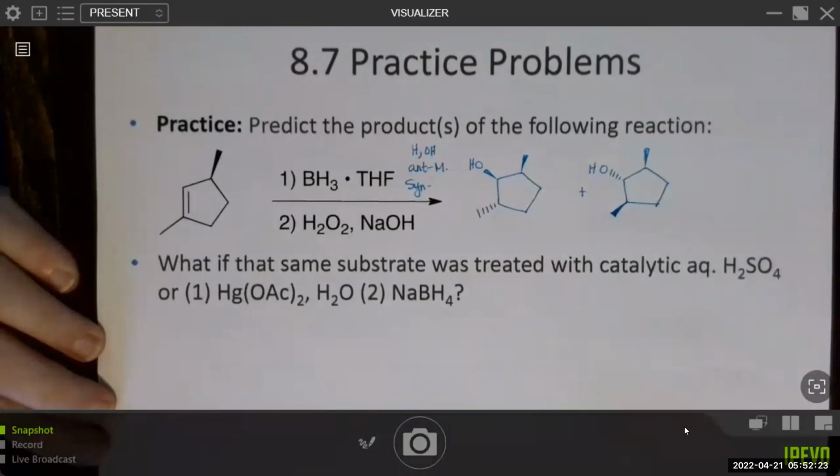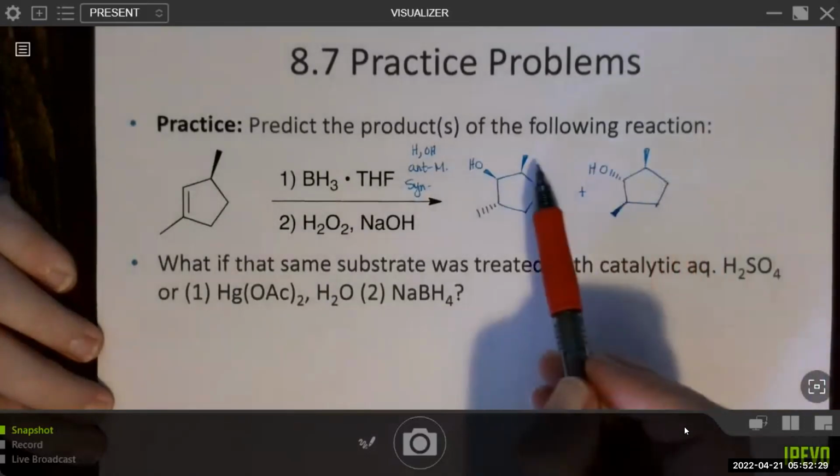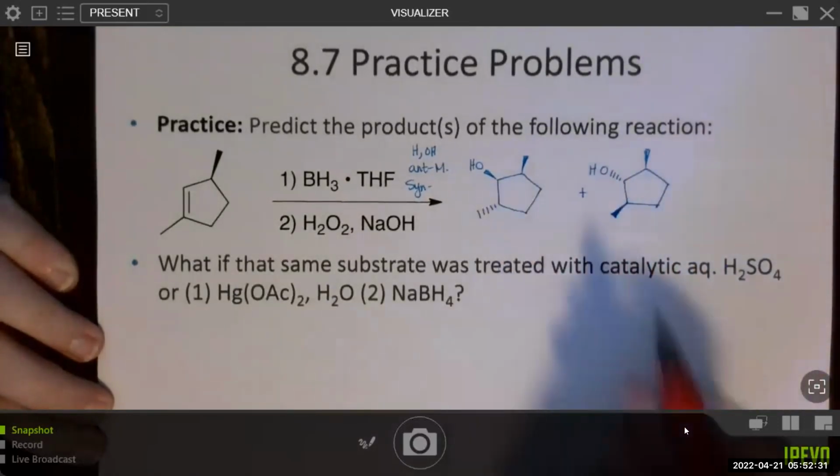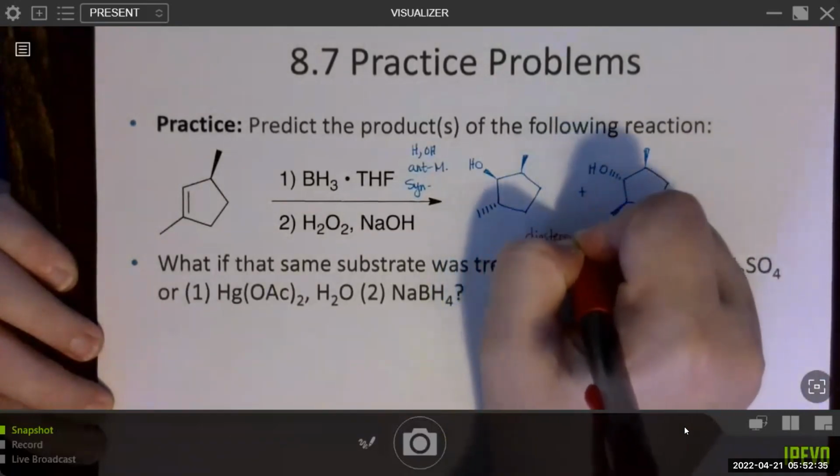And what is the relationship between these products? Right? This one has the same stereocenter, opposite and opposite. So these are diastereomers.